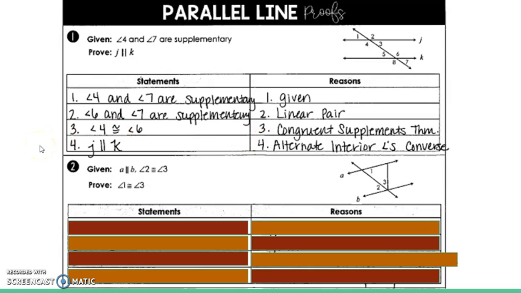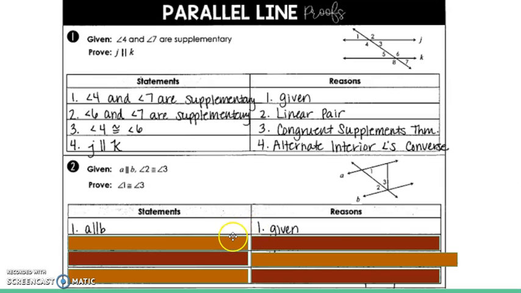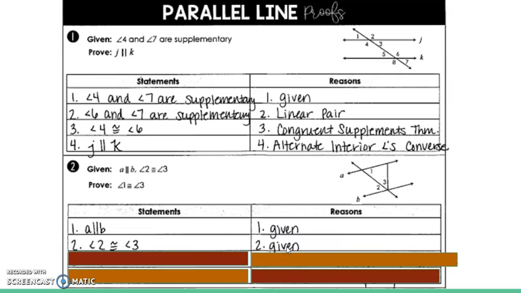Looking at our second example, they gave us the picture on the right, and they gave us two given statements. So they told us that line A is parallel to line B, and then they told us that angle 2 is congruent to angle 3. When we see the equal sign with the squiggle on top, that means congruent. So I'm going to write those given statements first. So A is parallel to B, and that's given. And then I have to write my second given on a second line. So angle 2 is congruent to angle 3, and both of those were given to me.